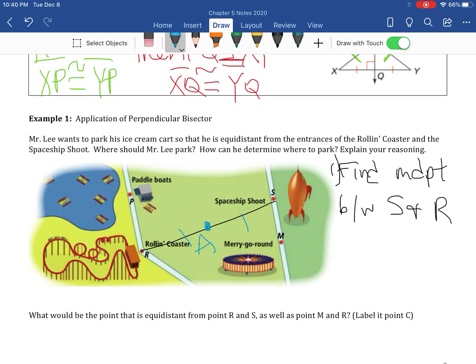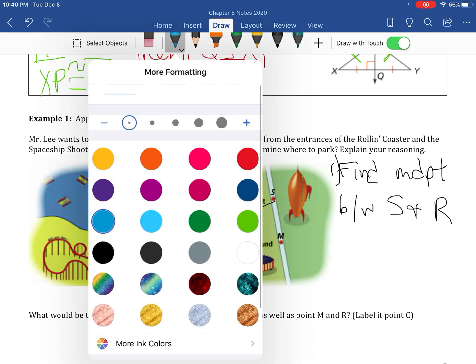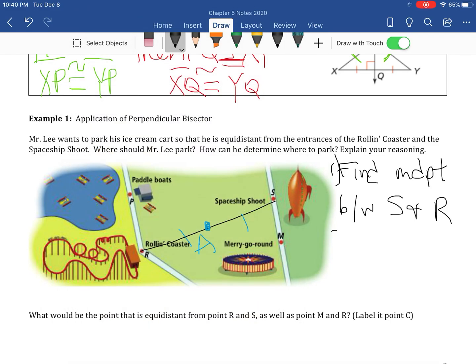Anyway, and so the second step here, what I need to do is I need to draw a line that's perpendicular through point A.